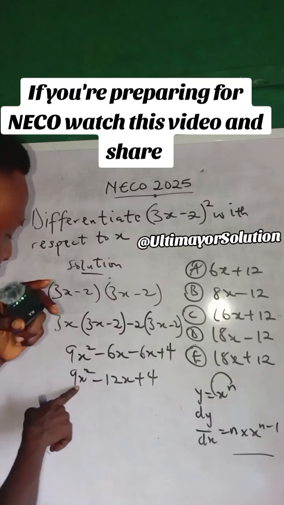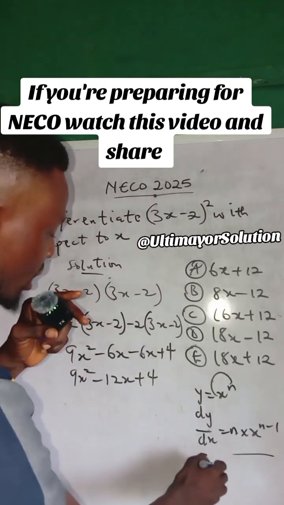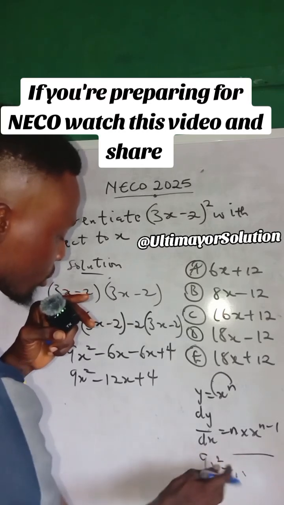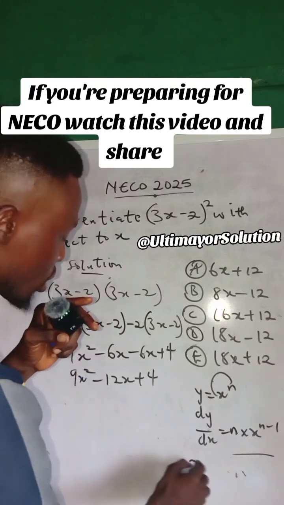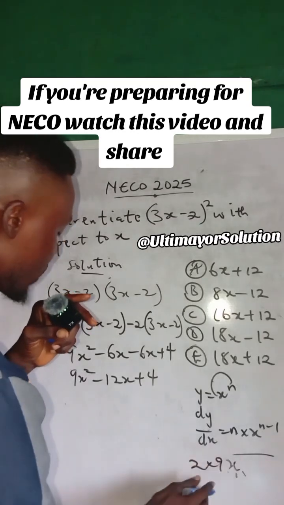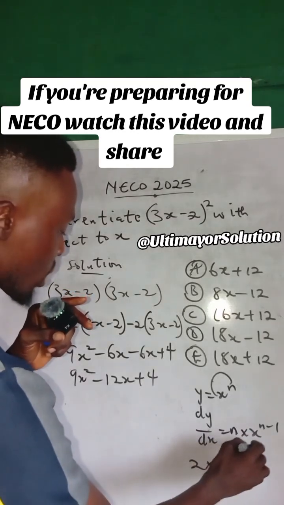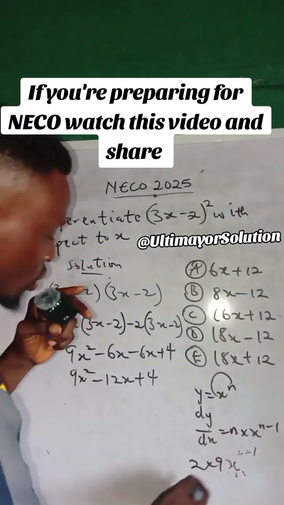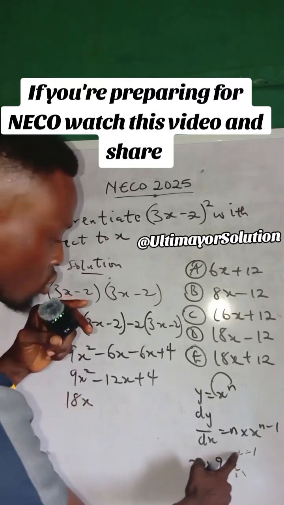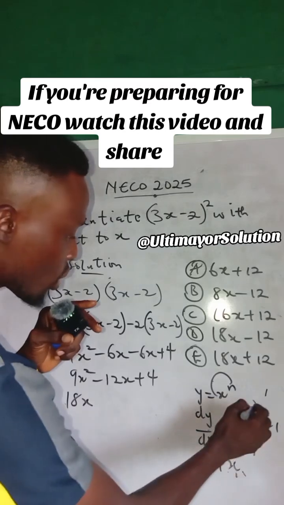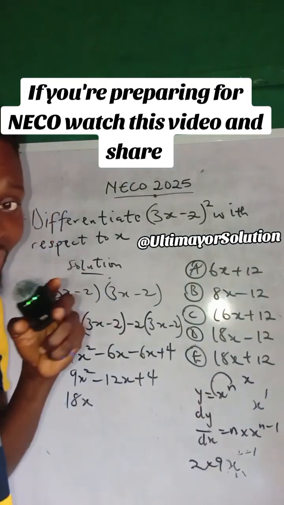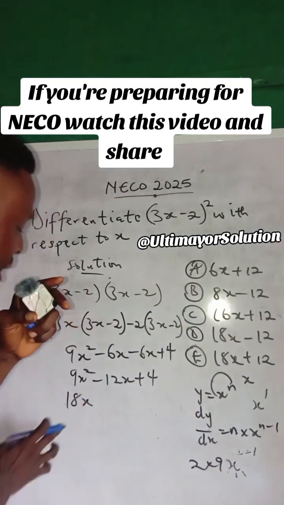In this place we have 9x squared. So 9x squared will be 2 multiplied by 9, this power multiplied by 9, then x raised to power, and remember we subtract 1 from the power. So 2 times 9 gives us 18, now x. This 2 minus 1 gives us 1, so we have x raised to power 1. Remember that x raised to power 1 and ordinary x is the same thing. So we have done 9x squared.